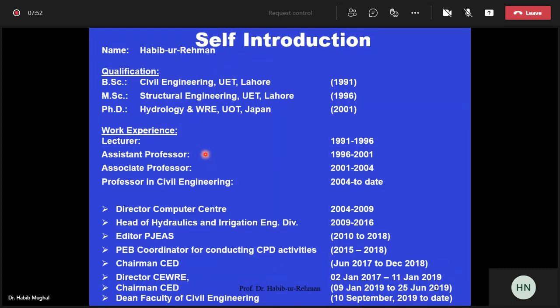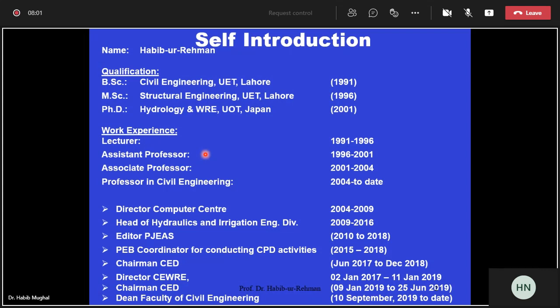Then in 1998, I went to Japan, University of Tokyo, to pursue my PhD studies. In 2001, I finished my PhD in hydrology and water resources engineering from University of Tokyo, Japan. I came back in 2001 and was selected as associate professor in the Department of Civil Engineering. Then in 2004, I was selected as professor. So since 2004, I am working as professor in the Department of Civil Engineering, UET Lahore.